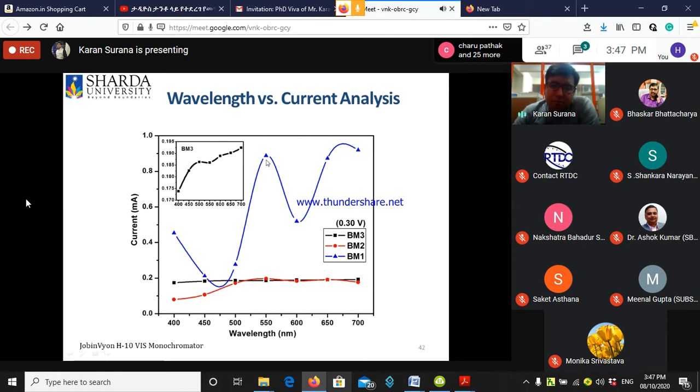In BM1, we can see the first maxima is obtained at 550 nanometers, and the second maxima is obtained at 650. This is consistent with the absorption property of the N3 or the ruthenium dye. This was obtained in BM2 as well. Again, first maxima at 550, second at 650.